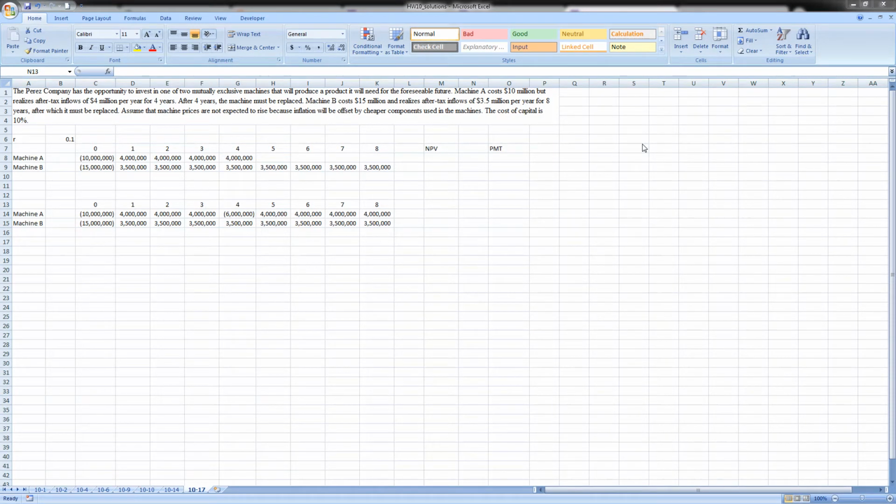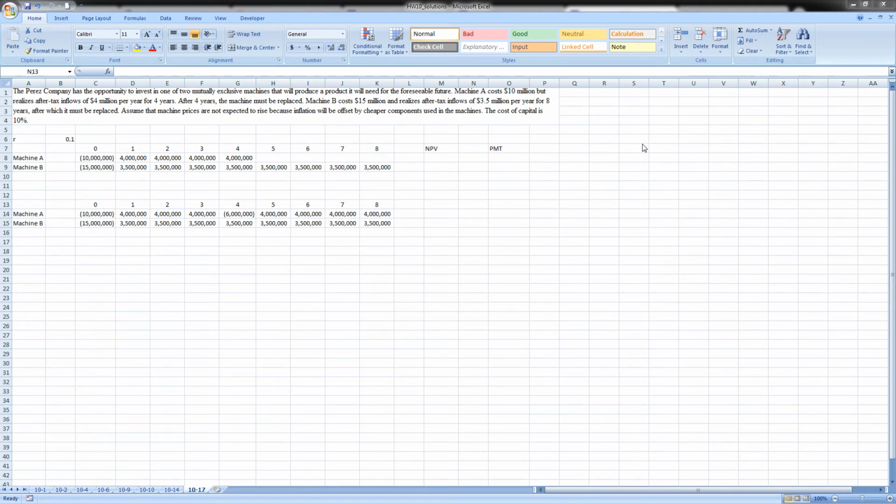Machine B costs $15 million and realizes after-tax inflows of $3.5 million per year for 8 years, after which it must be replaced. Assume that the machine prices are not expected to rise because of inflation, offset by cheaper components used in this machine. The cost of capital is 10%. So we have to identify which project to invest in.